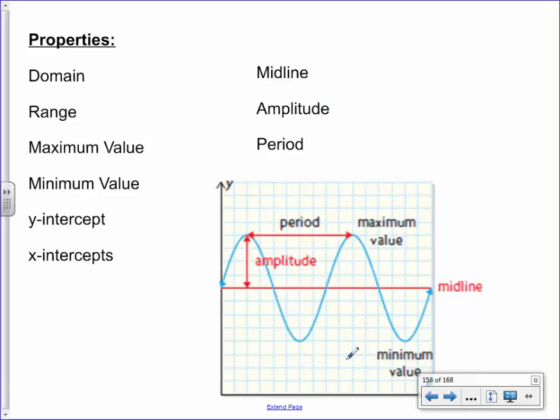Let's just look at this graph right here in general, the one that I've got plotted. Do you guys think we could calculate all of these characteristics just by looking at it? So let's start with domain. What's the domain of this particular graph right here?